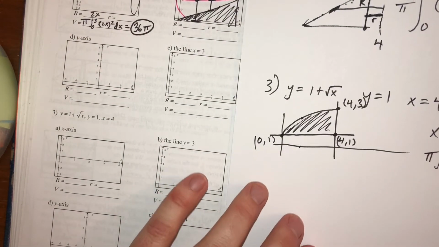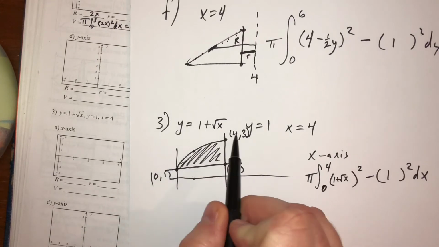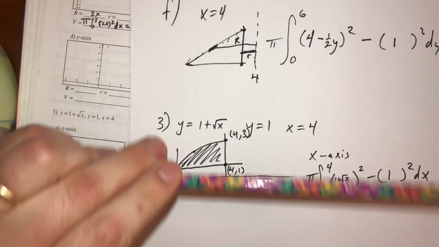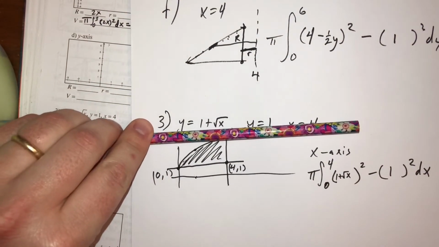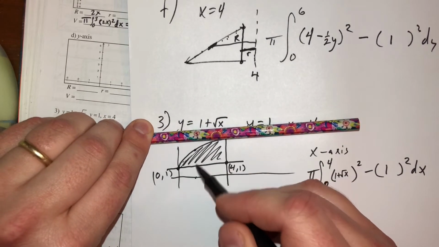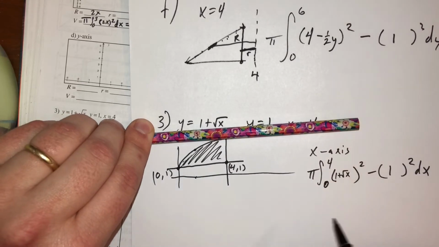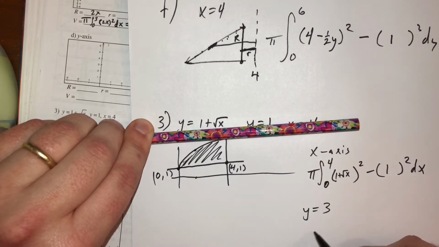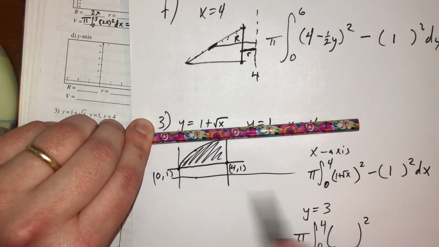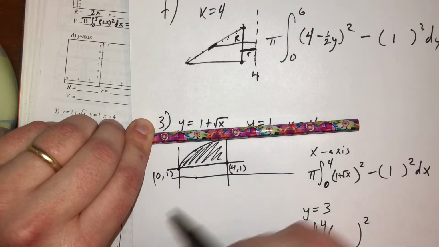Now it says go around the line y equals 3. Oh, so that's this line up here. That's here. So then our big radius is going to be that one, so that's 3 minus 1. Same everything else. So 3 minus 1 is 2. It's going to be 2 the whole way.